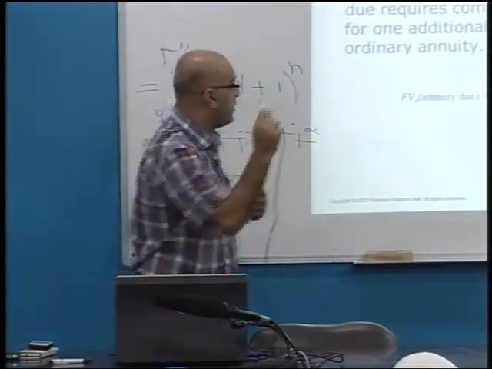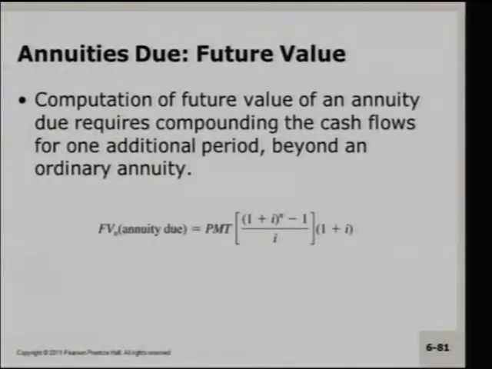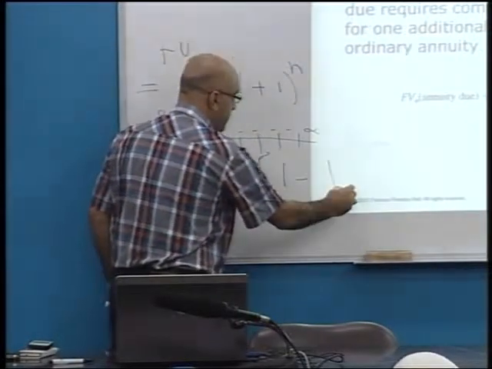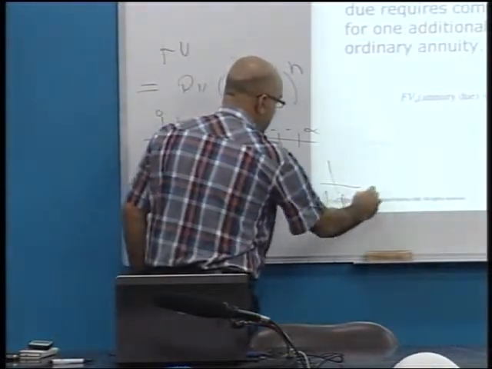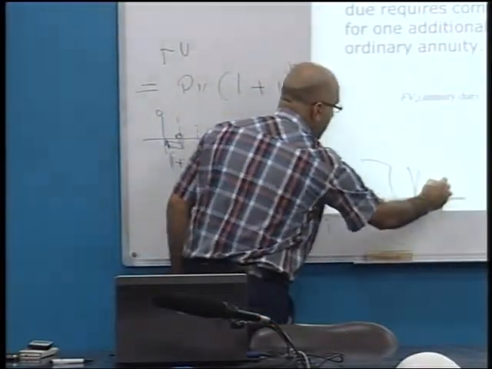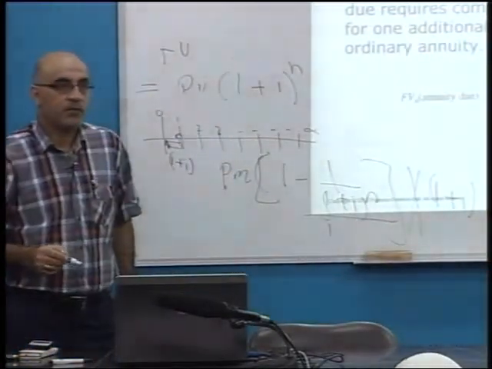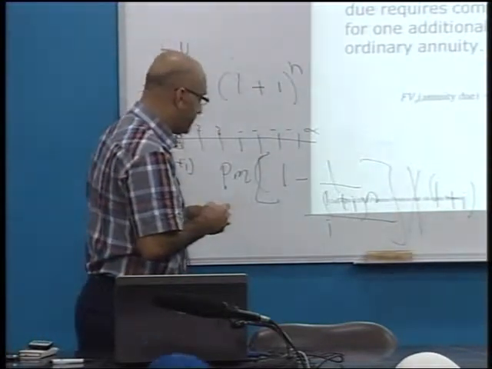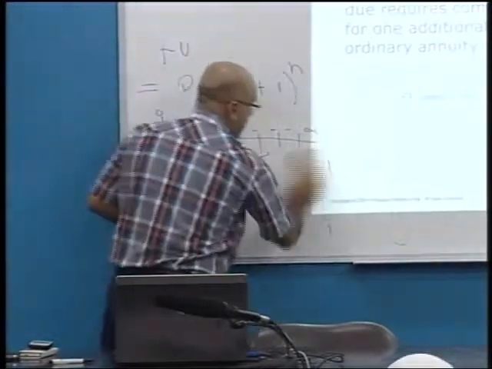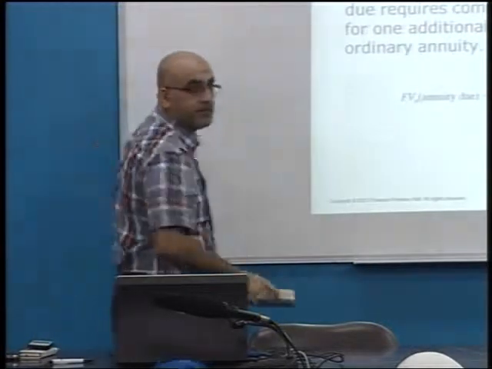And it is the same thing for the present value: the payment times 1 minus 1 plus I raised to the power n, divided by I. Then after this, multiply this by 1 plus I. So this is the idea, or the difference, between the annuity due and the ordinary annuity.